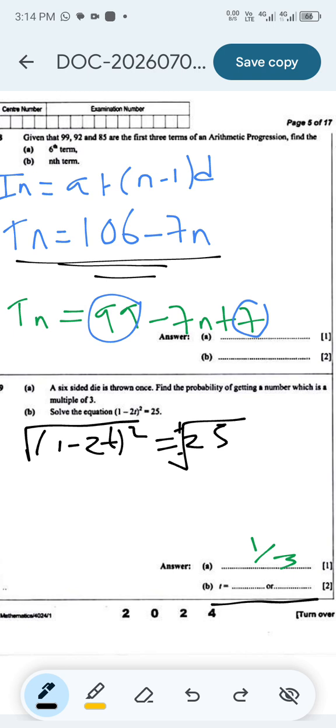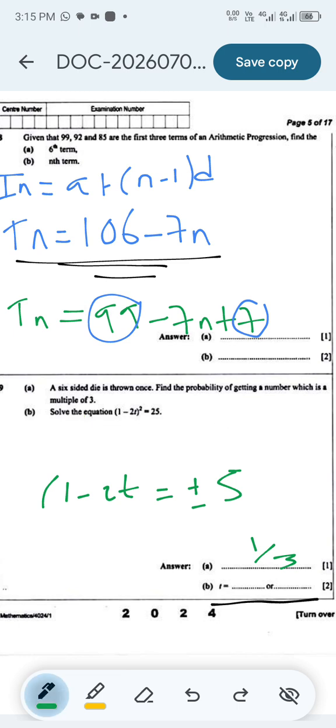So the square root of (1 minus 2t) squared is equal to plus or minus the square root of 25. So the square and the root are going to cancel, and we are going to remain with 1 minus 2t is equal to plus or minus 5. This is supposed to be solved differently because we have plus or minus. So now you are going to separate it.